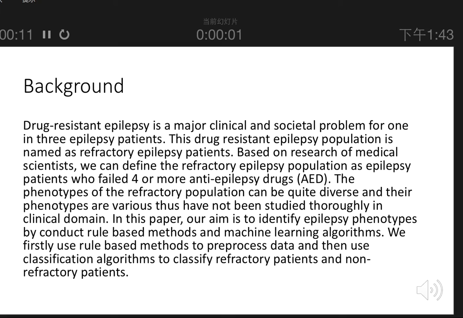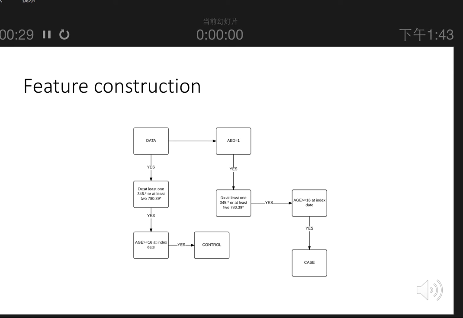First, we'll introduce the background. Drug resistance is a major clinical and societal problem for 1 in 3 epilepsy patients. In this paper, our aim is to identify epilepsy phenotypes by conducting rule-based methods and machine learning algorithms.